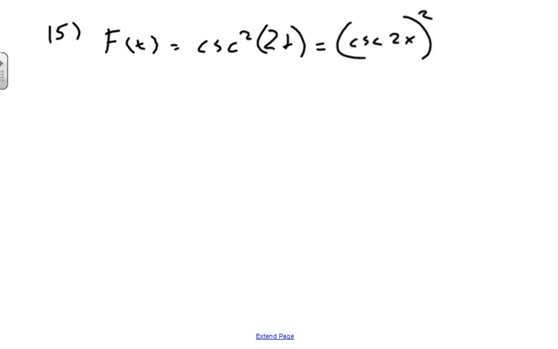We have f of t equals cosecant squared of 2t. Now, be careful. This is cosecant squared of 2t, which is actually cosecant of 2t, that quantity squared. So when you have this, our outside function is u squared. Our inside function is cosecant of 2x.